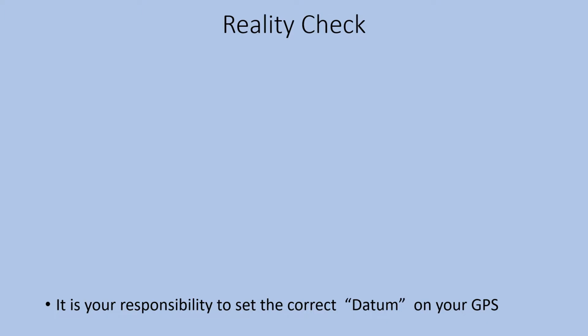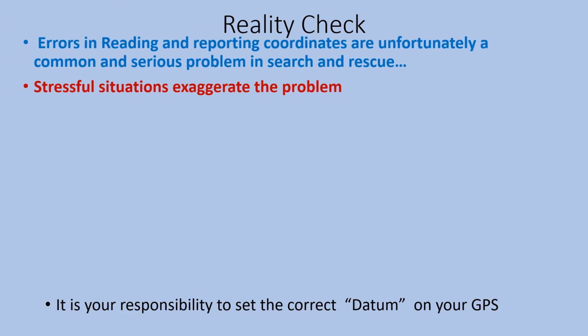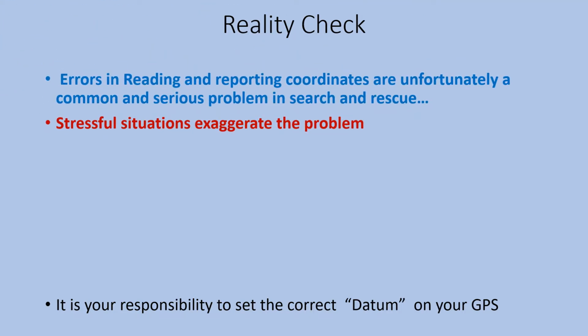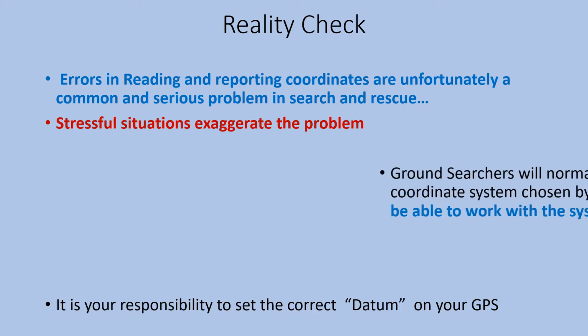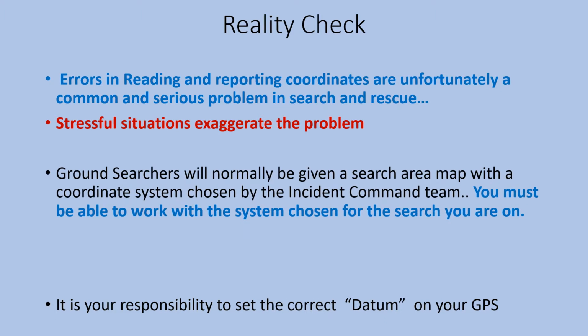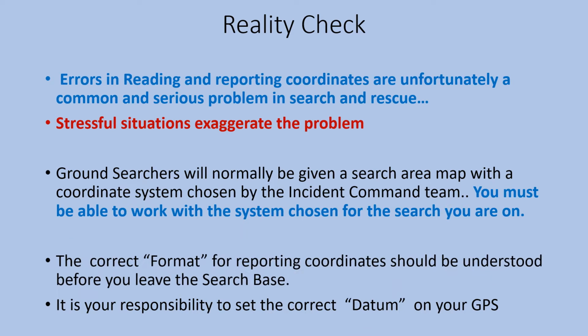Errors in reading and reporting coordinates are, unfortunately, a common and serious problem in search and rescue. Stressful situations exaggerate this problem. Ground searchers will normally be given a map with a coordinate system chosen by the incident command team. You must be able to work with the system chosen for your search. The correct format for reporting coordinates should be understood before you leave search base. It is your responsibility to set the correct datum on your GPS.